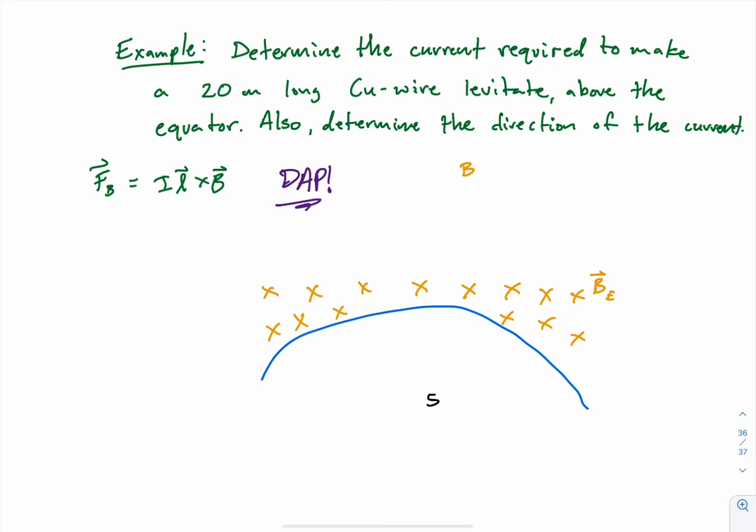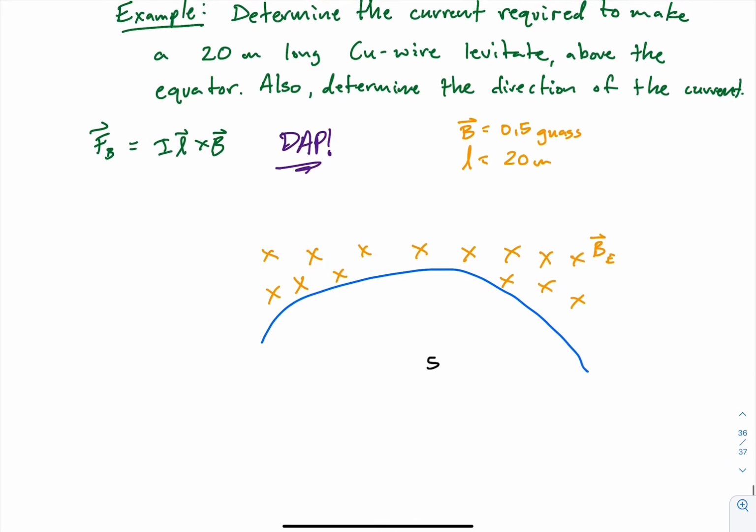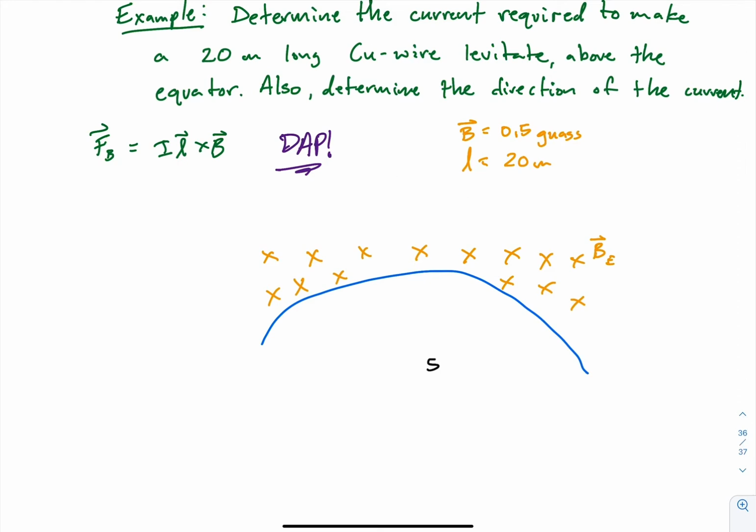And we actually know B for the Earth is 0.5 Gauss. We know L for the wire is 20 meters. And that's about it. It also should probably give the mass of our wire. The mass would be, I don't know, let's say 5 kilograms.